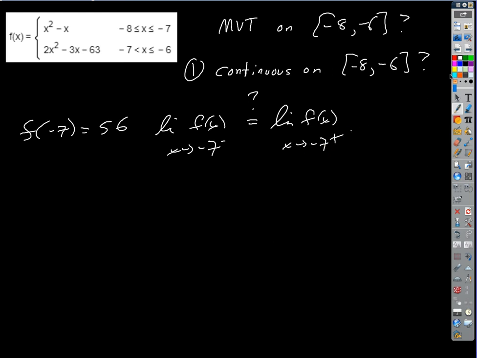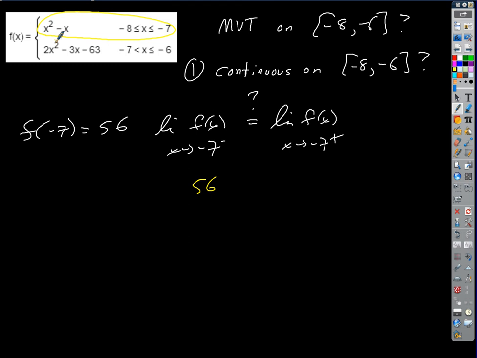Well, what is the limit from the left? From values smaller than negative 7, it's 56, isn't it? We already did the math there. We're just going to take the limit of x squared minus x as x approaches negative 7, and we get 56. What do we get from the right? So that's this part. Now tell me if I'm going too fast. Is that making sense?